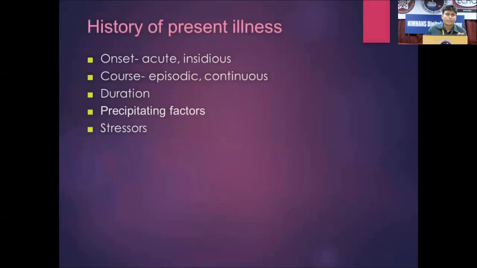Onset can be sudden. Some psychiatric disorders can start suddenly. Yesterday the patient was well and today he has become ill. Maybe there are some precipitating events or not. So that is called acute onset.